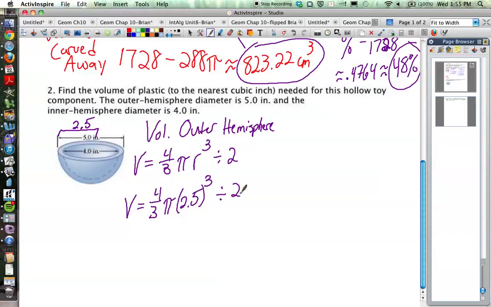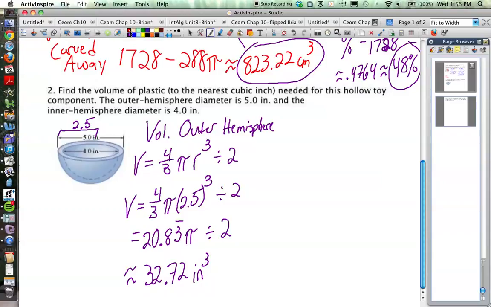All right. So 4/3 times pi times 2.5 cubed. If you take 4/3 times 2.5 cubed, that's going to be a fraction. It's going to be like 20 and 5/6. Let's see, 20.83 repeating pi is what we get there, inches cubed, and then we'll divide that by 2 so we get the hemisphere. That is approximately 32.72 cubic inches. So that is the volume of that outer hemisphere.